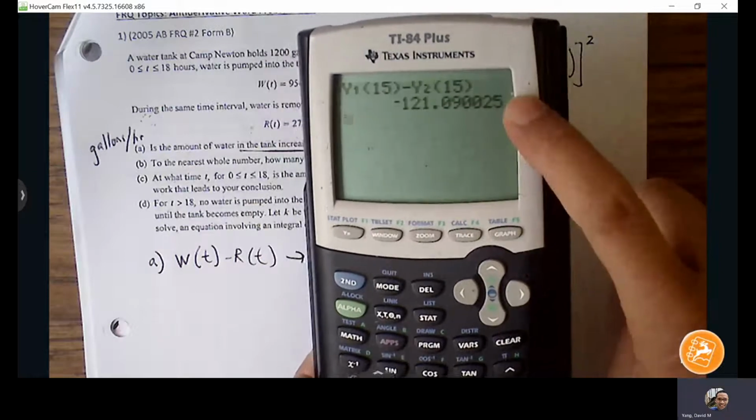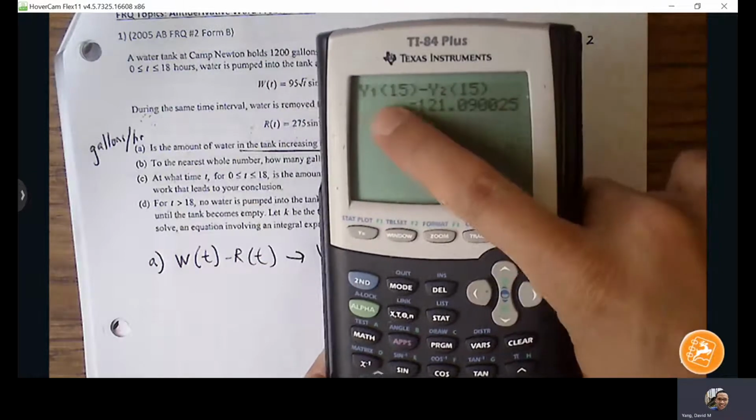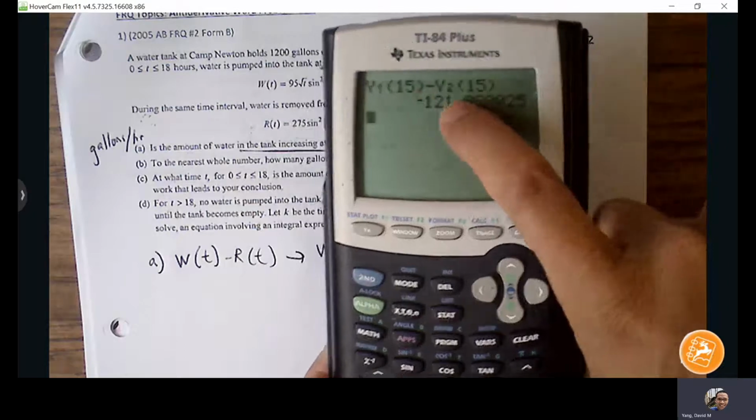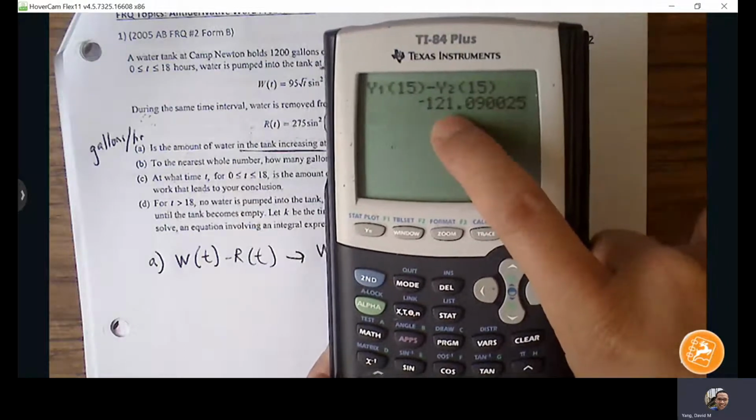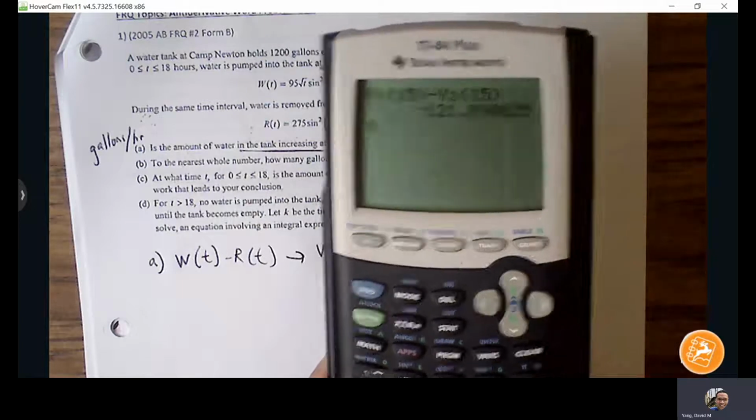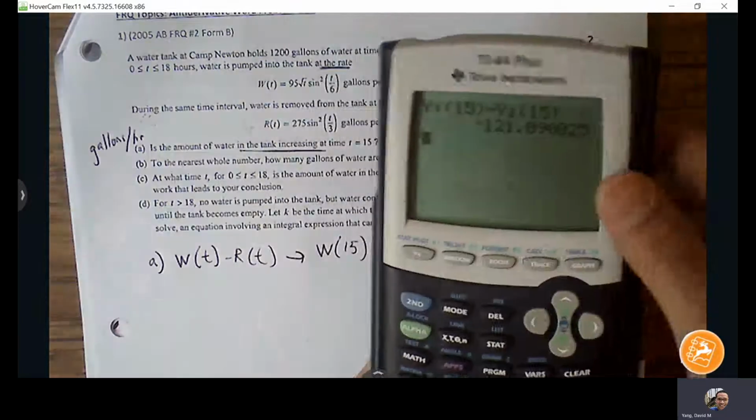So that negative number tells us that W of T is larger than, or sorry, R of T is larger than W of T, which means that there's more water leaving than what's coming in. So we expect that water level to be decreasing.